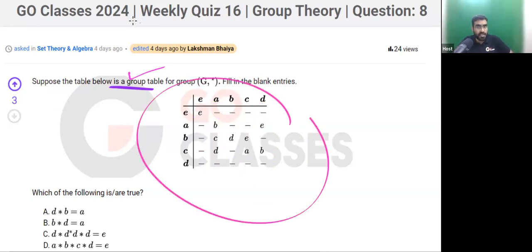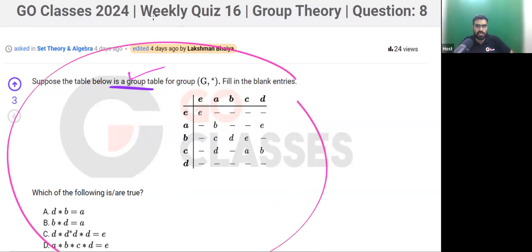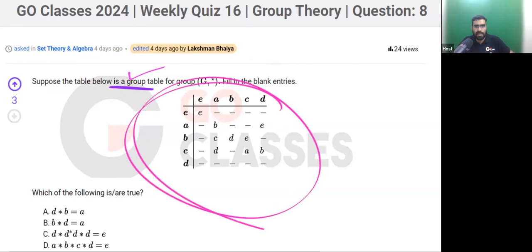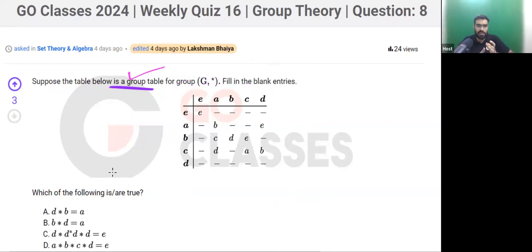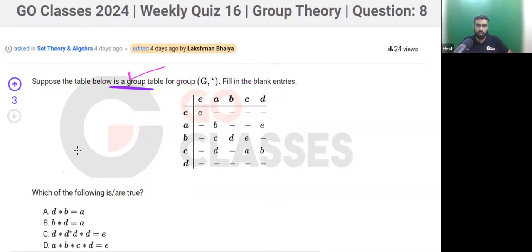But this is a very standard question. In every standard book, you will find this type of question. All these questions are taken from standard resources. So one day this question will come, that guarantee I am giving you. And when it comes, Go Classes students will definitely benefit because we have done enough practice for this type of question. So it will not be a surprising question for you.